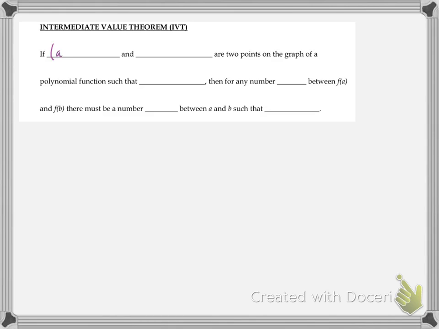This says if (a, f(a)), so that's one point, and (b, f(b)), that's another point, are two points on the graph of a polynomial function such that f(a) does not equal f(b), then for any number, let's call it d, between f(a) and f(b), there must be an x number value, call it c, between a and b, such that f(c) equals d.